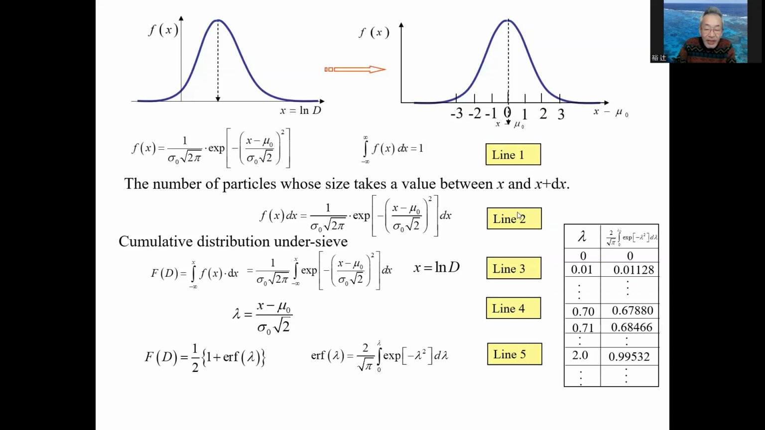Given the data of d, log diameter x is determined. Next, the value of lambda is determined from the equation on the fourth line. Then Fd is determined from the Euler function table.